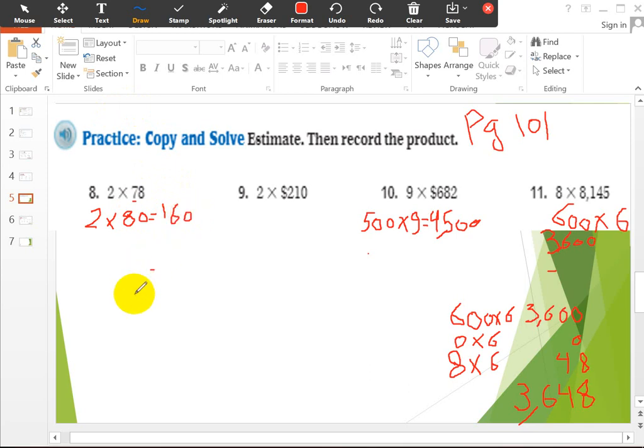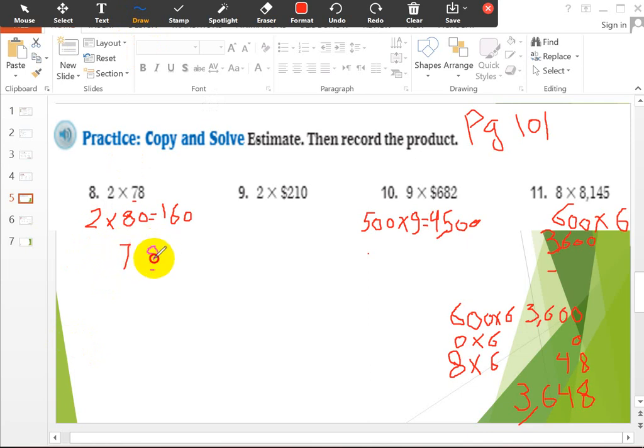Okay, this is the estimation. Now how will I find the product? Now I have to multiply 78 with 2. So I will write it vertically and order the numbers under each other.